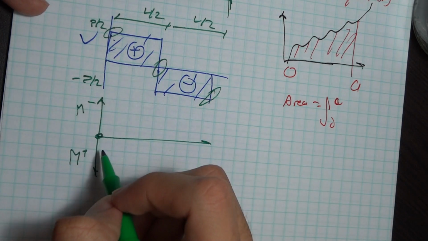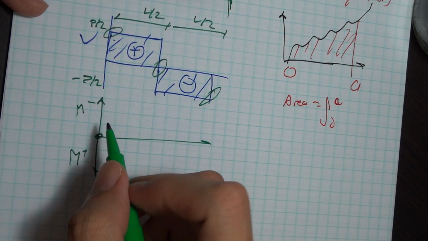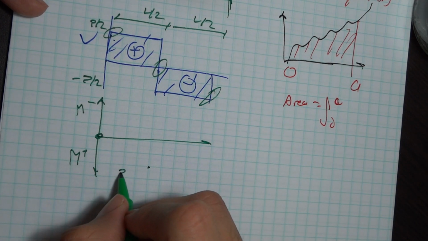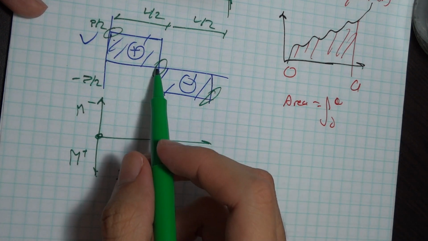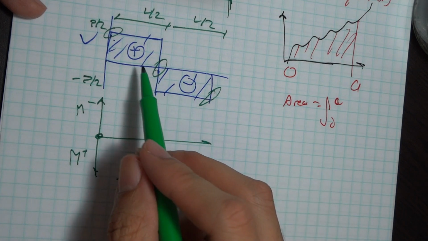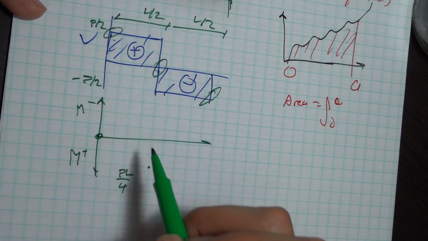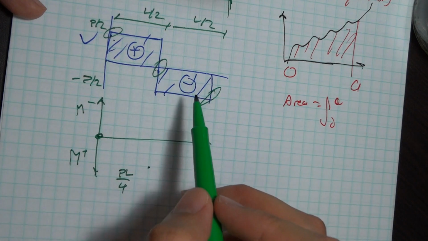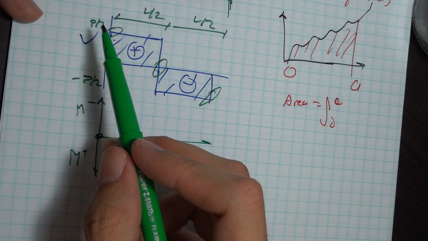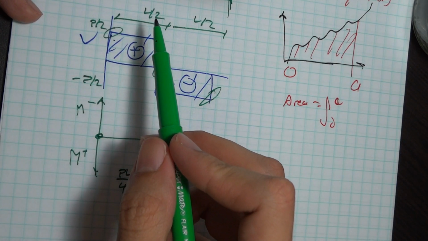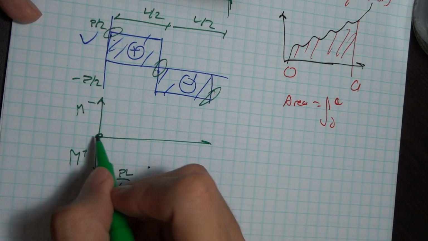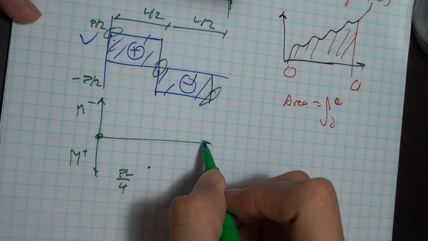Remember my positive axis is downward, so I am increasing all the way down to PL over 4. And then over here, it's the same thing but minus, right? It's below the curve, the same exact dimensions. So the area of this minus the area of this is just going to be 0, because I have P over 2 times L over 2 minus P over 2 times L over 2. So it's just going to go back up to 0.